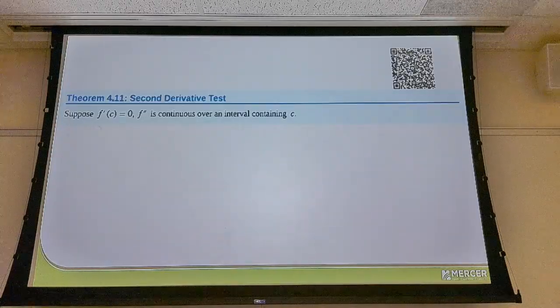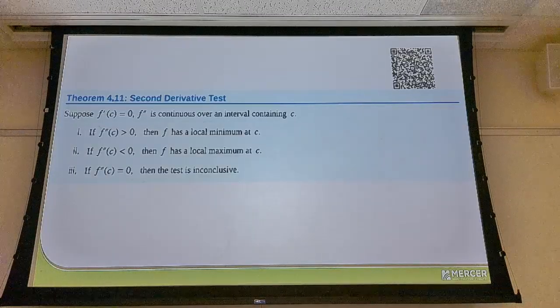I will be using the second derivative test with optimization next time, not so much with this section. F prime of c equals 0. F double prime is continuous over an interval containing c. If f double prime is positive, then it's a local minimum. Right? F of c would be a relative min. If f double prime of c is negative, f of c is a relative maximum.